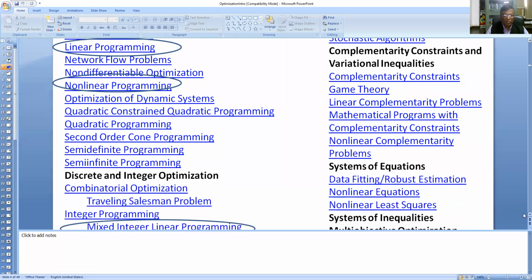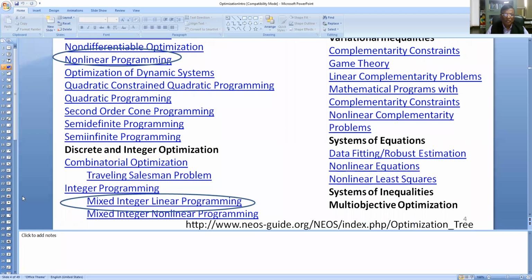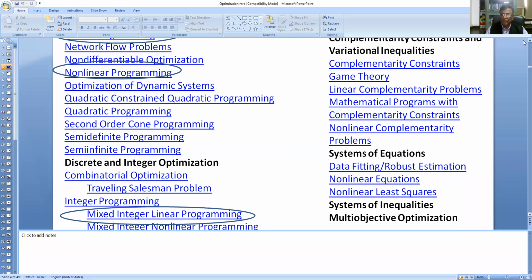As I told you, after continuous there is discrete and integer optimization. I have already told you the difference between continuous and discrete, and I hope that you are already aware of a continuous variable and a discrete variable. In the same logic, you can try to understand discrete and integer optimization: combinatorial optimization, traveling salesman problems, integer programming, mixed integer linear programming, mixed integer non-linear programming. These are the discrete and integer programming, and I hope we have already discussed this.